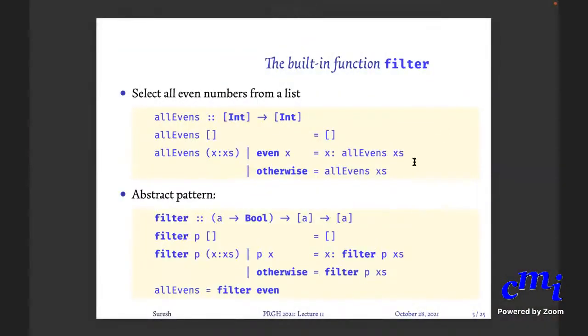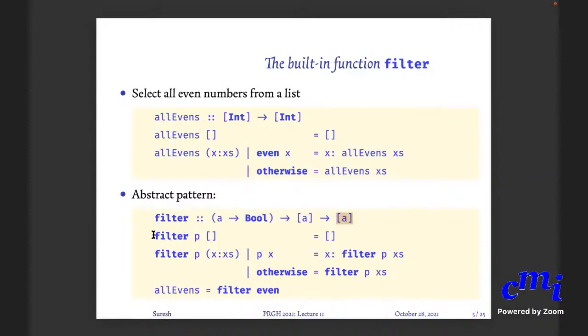Filter is the abstraction of this pattern. Here the test we used was even x, but in general it could be any test p. A test is something you apply on an element and the result is either true or false, so the test p will be of type a arrow bool. Your input list is of type list a, and the output list is a sublist of the original list. You pick out some elements and ignore others, so the output is also of type list a. Is the type of filter clear?